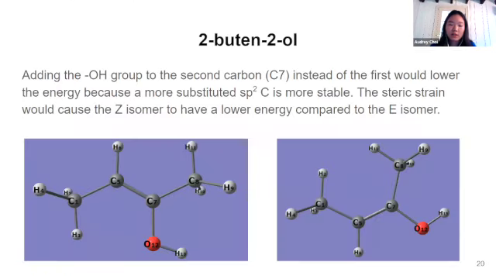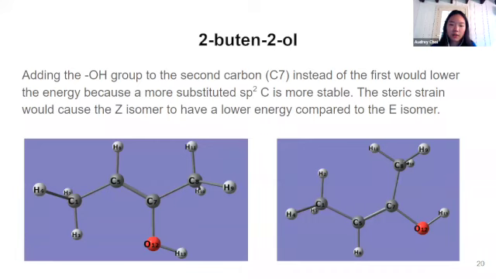And then I wanted to see how adding a hydroxyl group to the internal carbons would affect this, because sp2 carbons tend to be more substituted because they become more stable. So I wanted to see if this would affect the results slightly.